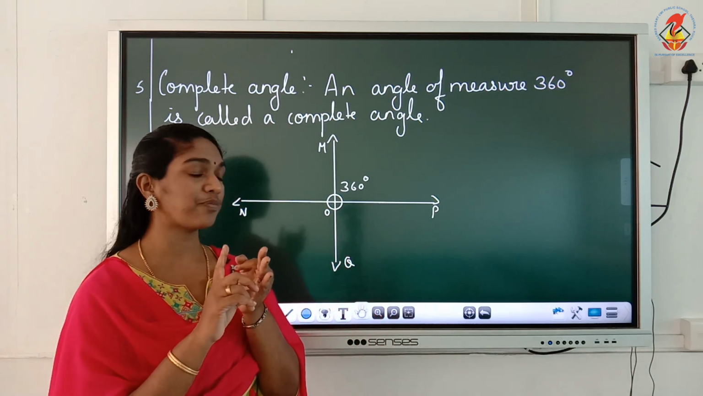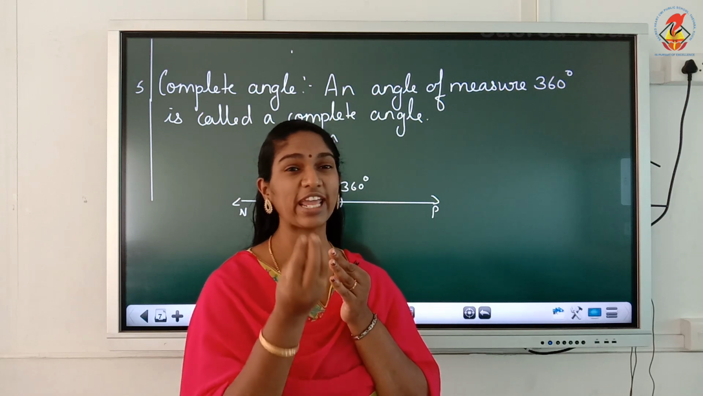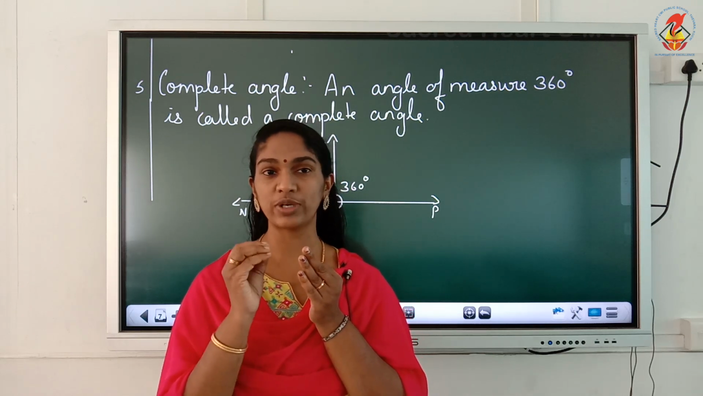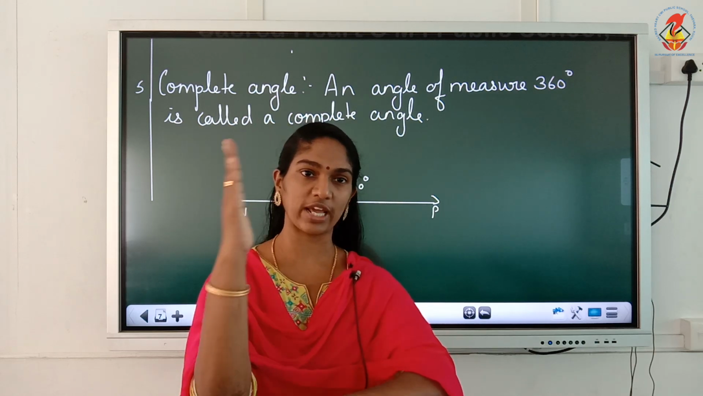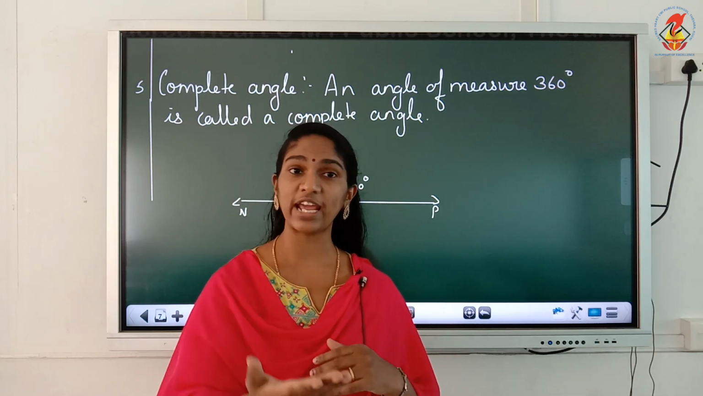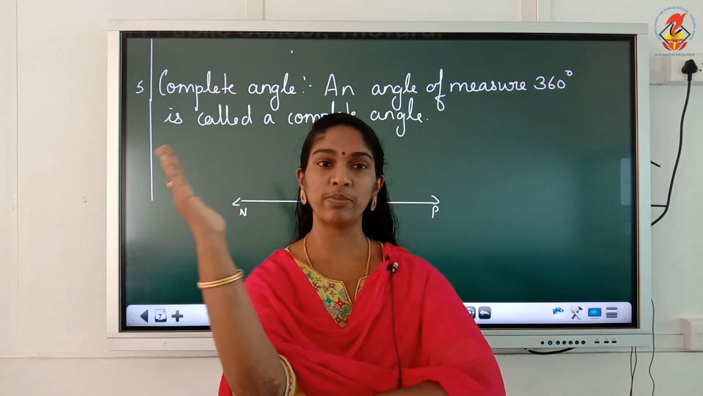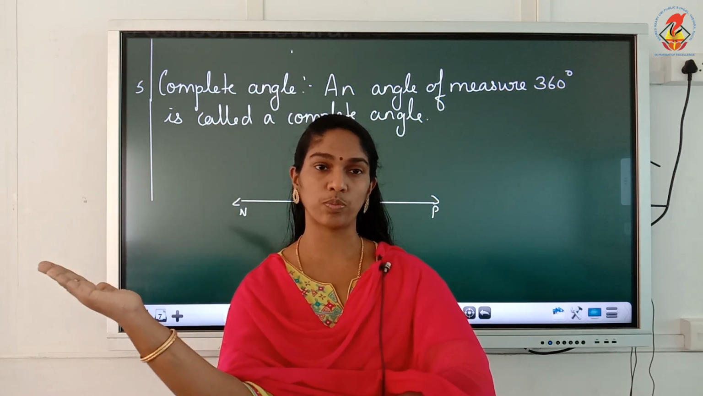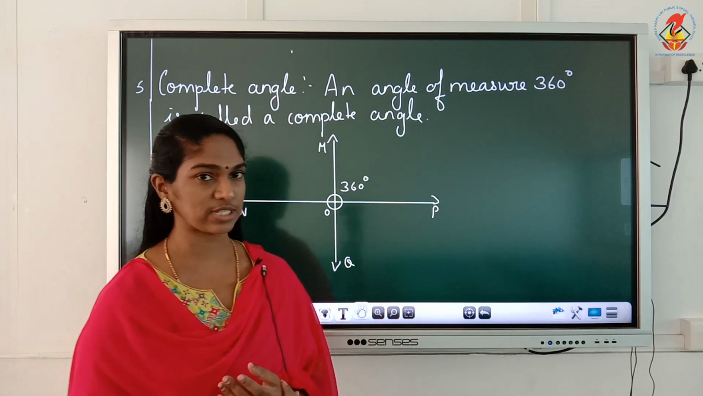Then an angle of measure more than 0 degrees and less than 90 degrees is called an acute angle. And angles more than 90 degrees and less than 180 degrees are called obtuse angles. The mouth will be wide open. From 90, wide open. More than 90 degrees and less than 180 degrees is called an obtuse angle.